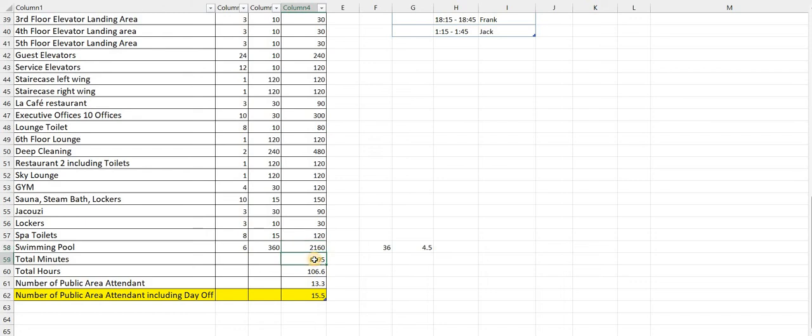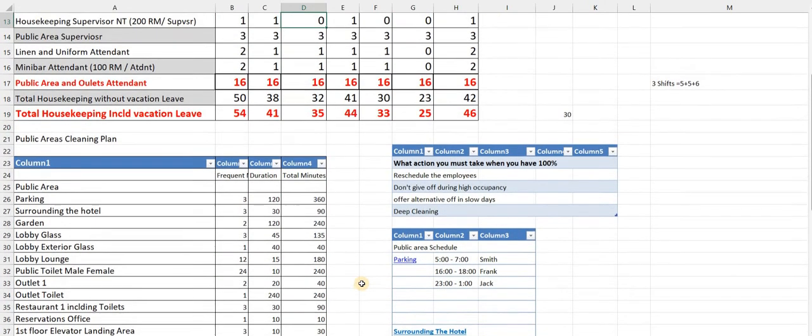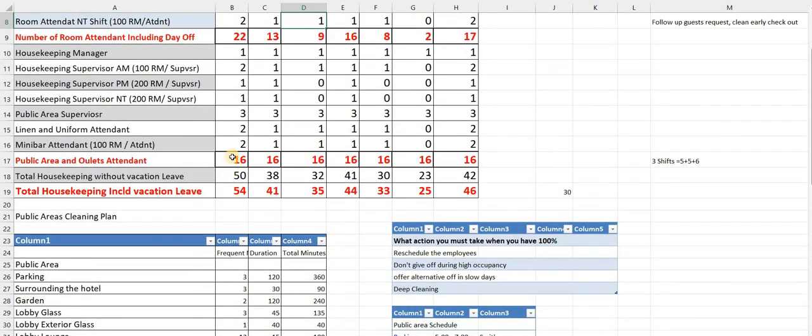The total minutes that you need to clean the whole public area is 6,395. When I divide 6,395 by 60 minutes, it equals 106 hours in 24 hours. So 106.6 divided by 8 hours per employee, you need 13.3 employees to clean all public areas. 13.3 multiplied by 7 divided by 6 equals 15.5 employees. This is close to 16 employees in the public area.